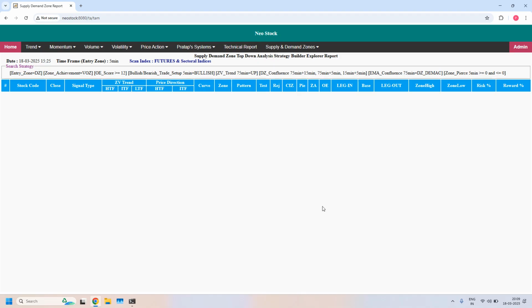Okay, this is the LTF, ITF, HTF demand zone confluence. So this is the bullish trade setup for hourly income trade. Next we should look into the bearish trade setup for hourly income trade.